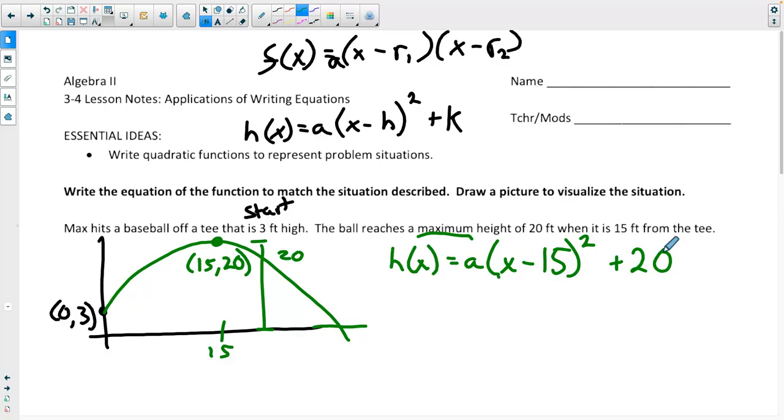And there's lots of different options, right? So, now what? Kind of just told you. Plug in. What point am I plugging in? 0, 3. Awesome. So I'm going to put 3 right here. Okay, that's my y coordinate. And then I'm going to have a, and then I'm going to have not x. I'm going to have 0 minus 15 squared plus 20.